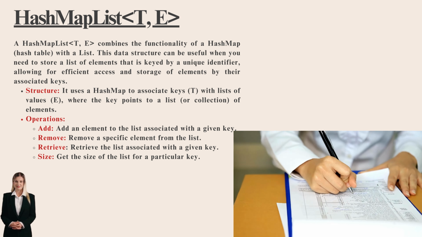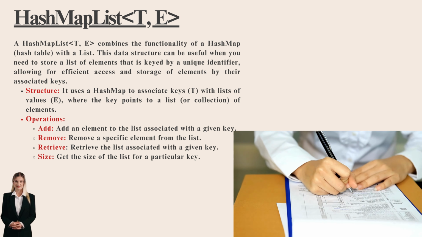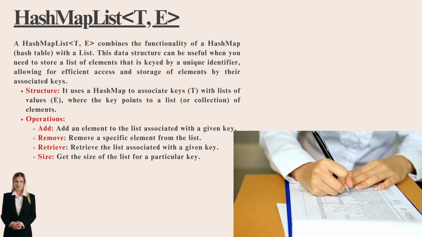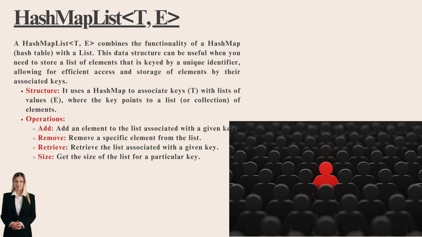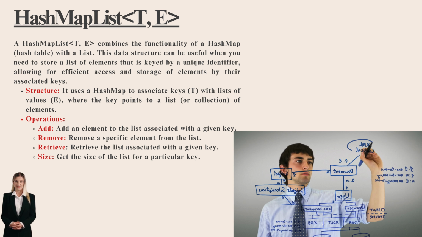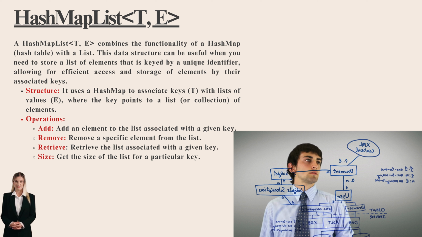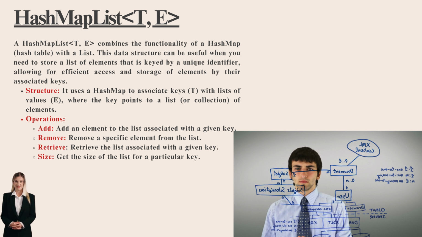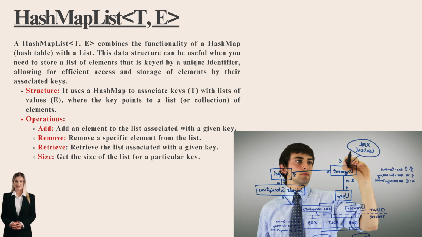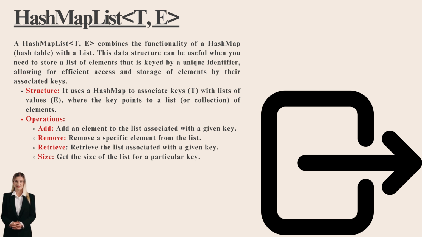Hash map list. A hash map list combines the functionality of a hash map, hash table, with a list. This data structure can be useful when you need to store a list of elements that is keyed by a unique identifier, allowing for efficient access and storage of elements by their associated keys. Structure: it uses a hash map to associate keys, T, with lists of values, E, where the key points to a list or collection of elements.